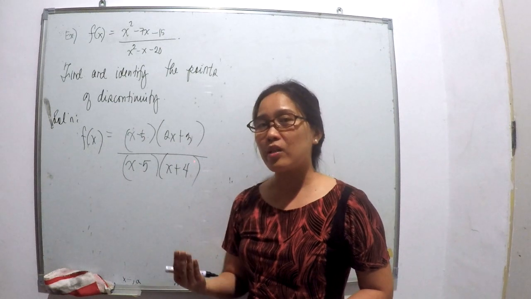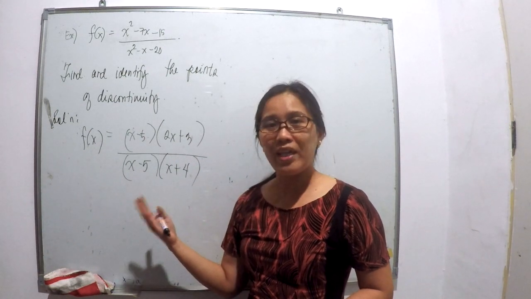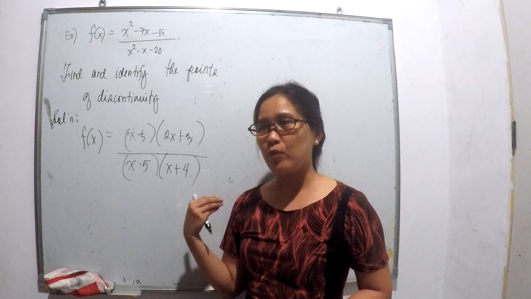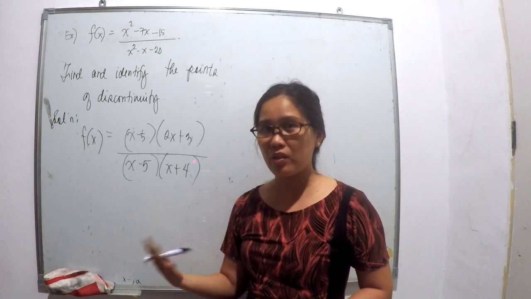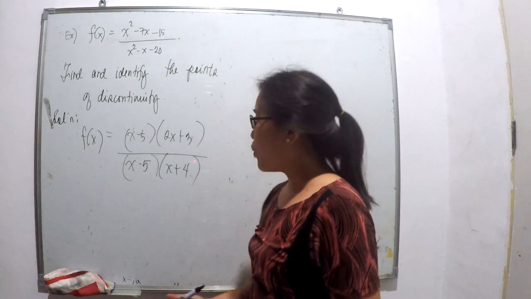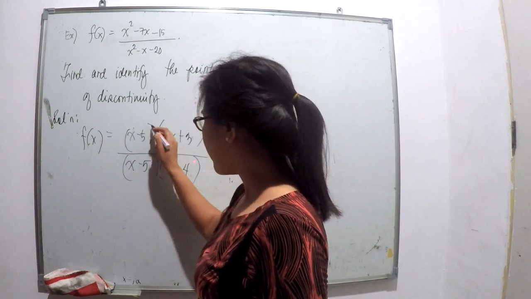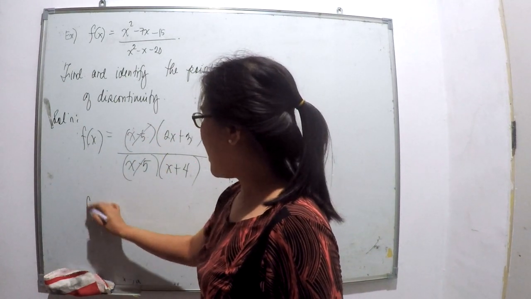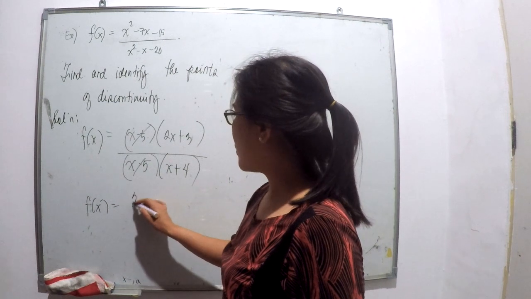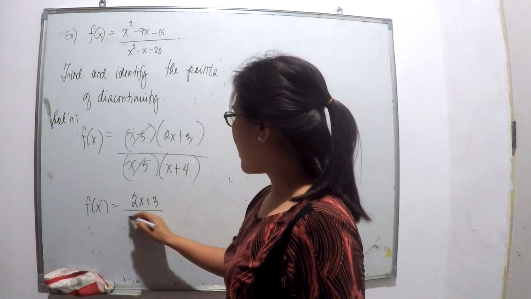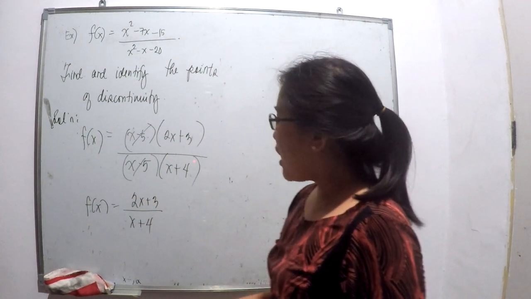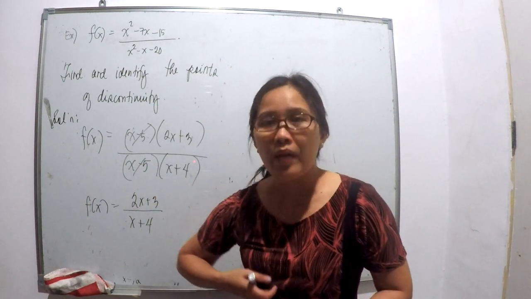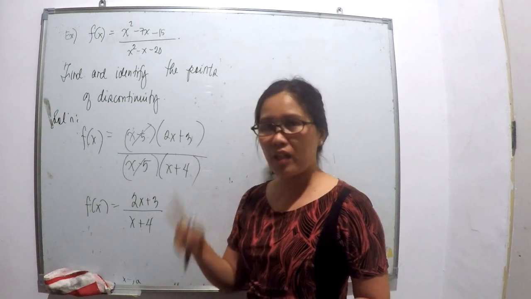So it's already a clue that we have a discontinuity. So what type of discontinuity? If it has a common factor in the numerator and denominator, it is a removable discontinuity because the common factor can be cancelled out. So we have f of x is equal to 2x plus 3 over x plus 4. So we have already determined one type of discontinuity.